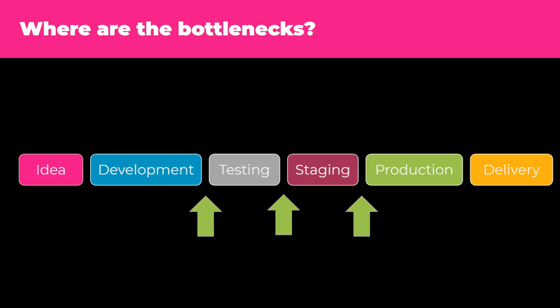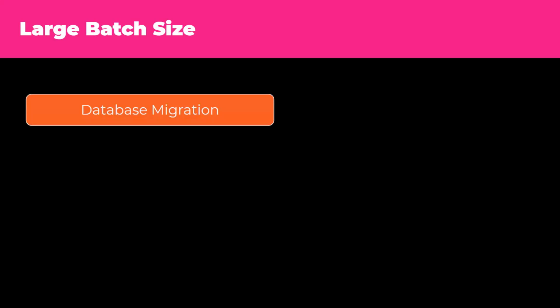In my experience, the biggest and easiest thing to change is batch size. So let's look at a large batch size release. At Globomantics, we have a team that does a release at the end of each sprint. And we had to add in a database migration that our DBAs wanted. There was a schema change that needed to be made.